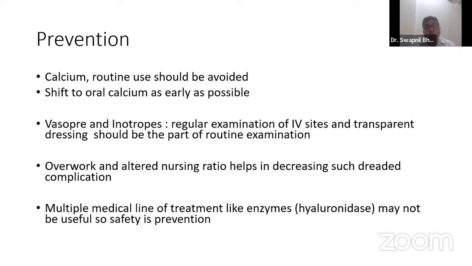For vasopressors and inotropes, you have to regularly check the IV site, which should have a transparent dressing, and it should be part of your routine examination. Overwork and an altered nursing ratio contribute to such dreaded complications. Multiple medical lines of treatment like hyaluronidase will not be very useful for treating such injuries. So prevention is always better for such injuries.